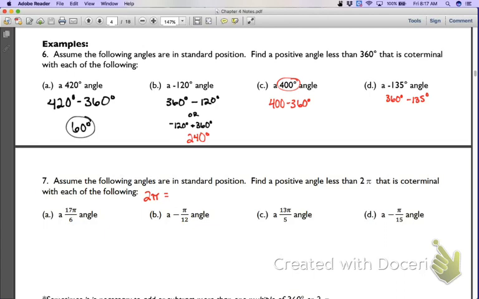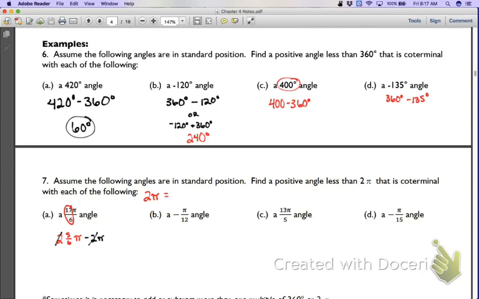So what is 17 over 6 as a mixed number? How many times can 6 go into 17? 2 times. How many are left over? So really that's 2 and 5/6 pi. So what do you think I'm going to do with that 2 pi? What did we do up here? We subtracted it. We're going to do the same thing again, and we're going to subtract 2 pi.